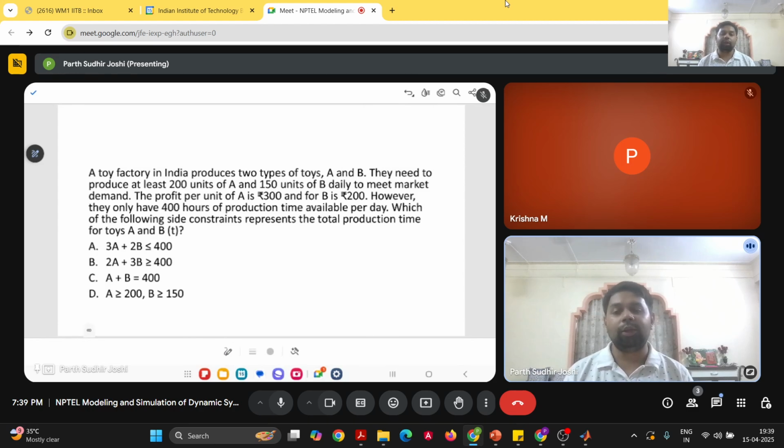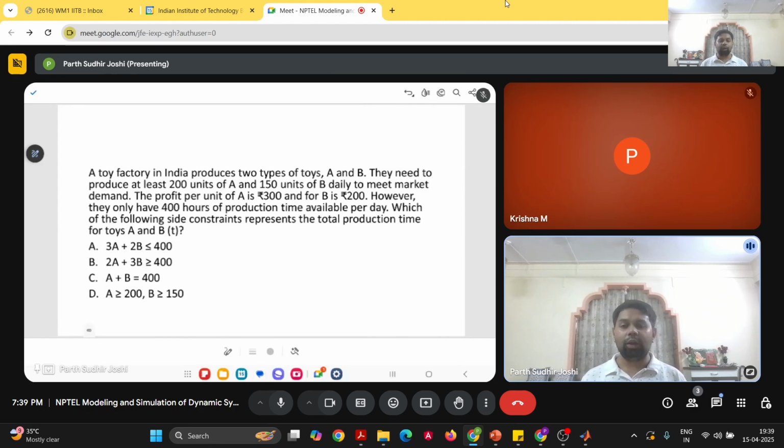So where A plus B is equal to 400. This constraint is actually meaningless, because if A and B are the number of units of A and B, and 400 is basically the hours of production time, then this constraint does not make any physical sense.